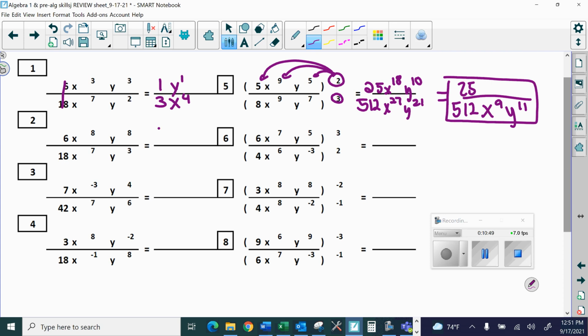Here we have 6 over 18, so that's 1/3 again. I have more x's in the numerator by 1, and I have more y's in the numerator by 5. So there's that answer. Here I have to cube it, 6 cubed. That's the common one that's missed. Forgetting to put it on the number, the coefficient out front. So 6 cubed is 216. X to the 21st, y to the 15th. Remember, power to power, you multiply. 4 squared is 16. X to the 12th, y to the negative 6.